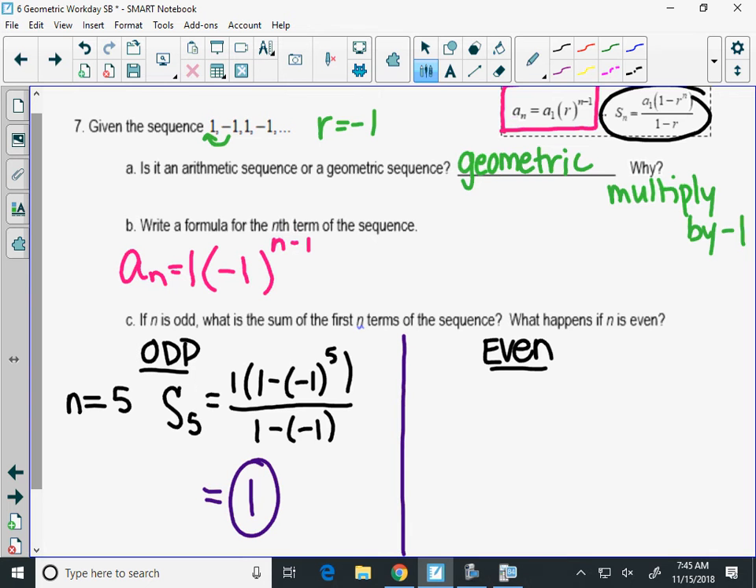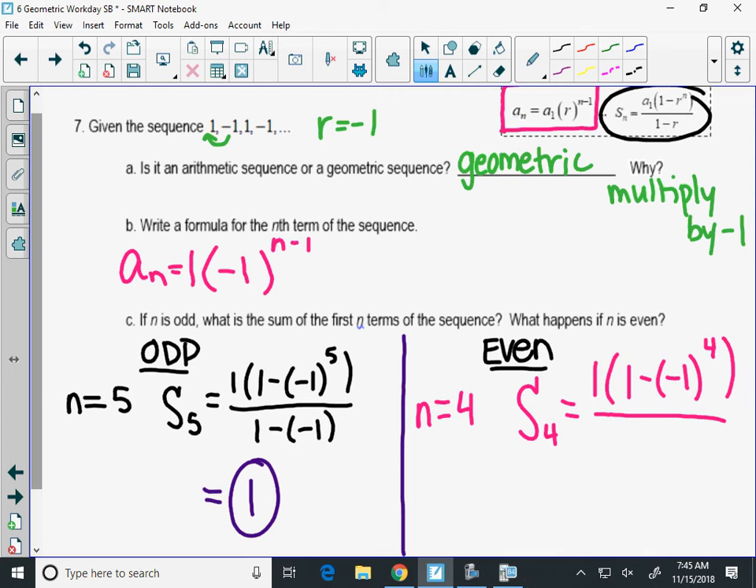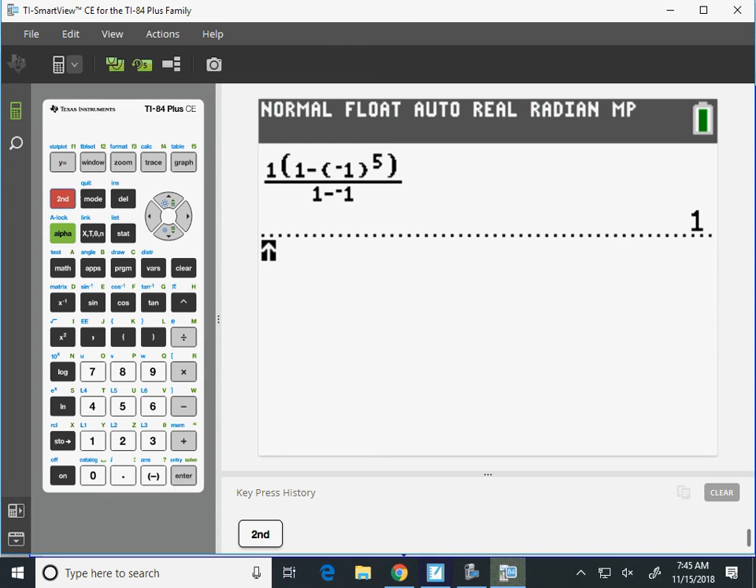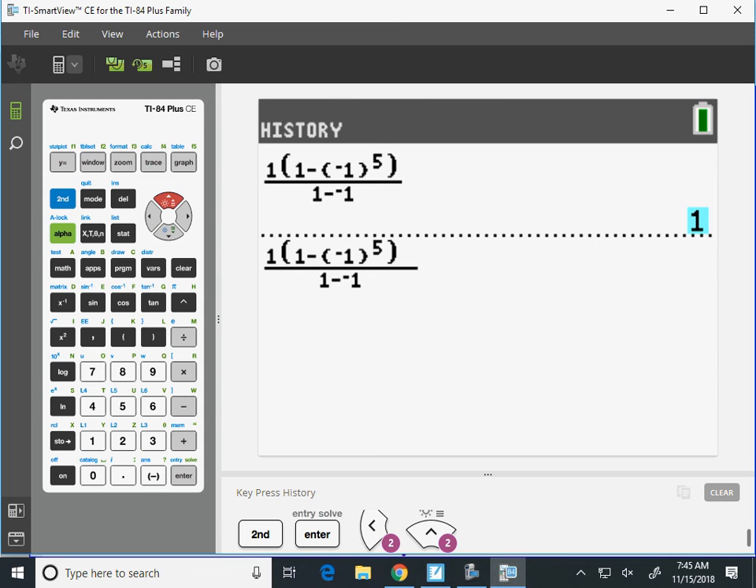If n is even, I'm going to do the same thing. Let's choose a case. I'm going to let n equal 4. If n is 4, let's find the sum of 4 terms. So I'll have 1 times 1 minus, again, -1 in parentheses, but this time to the 4th power over 1 minus -1. And I'm going to type the whole thing in again, but to save myself some time, I'm going to just get my answer from up here. Oops.